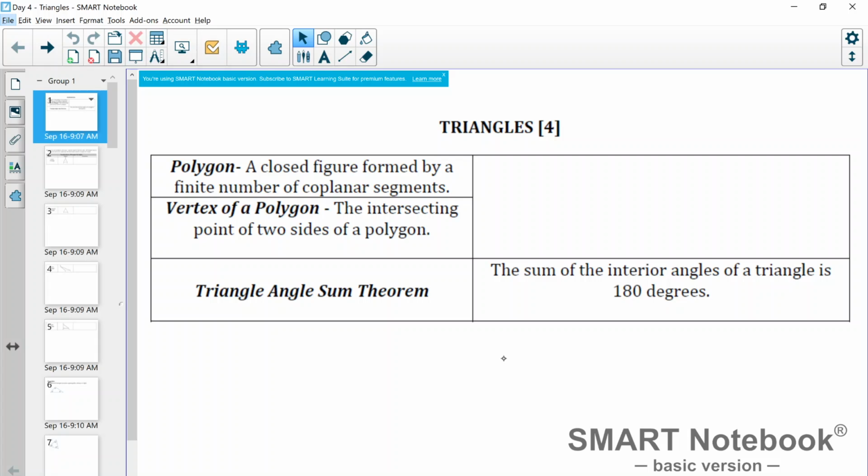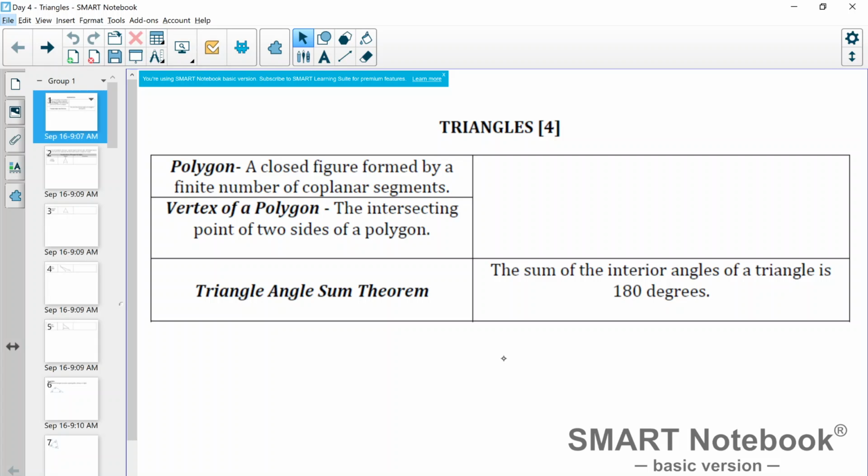Technically, it's what's known as a polygon. It's a closed figure formed by a finite number of coplanar segments. So basically, a triangle is a three-sided figure. A square is a four-sided figure. Pentagon is a five-sided figure. Hexagon, six-sided figure. So it's a finite number. So depending on the number of sides of a figure will dictate the name of the figure itself.